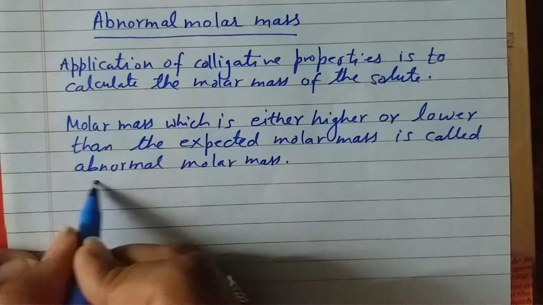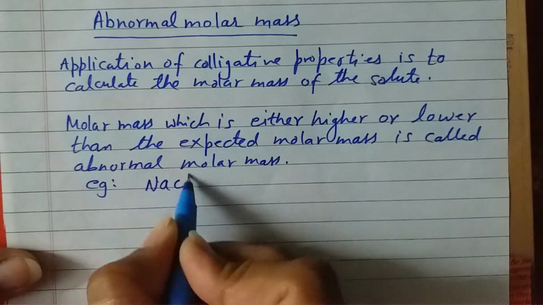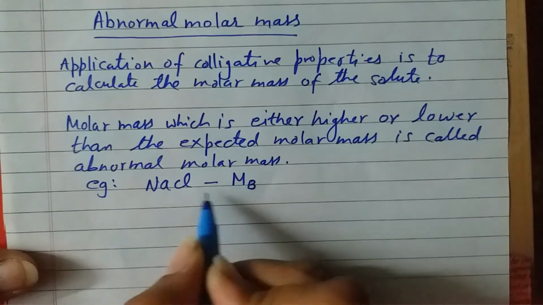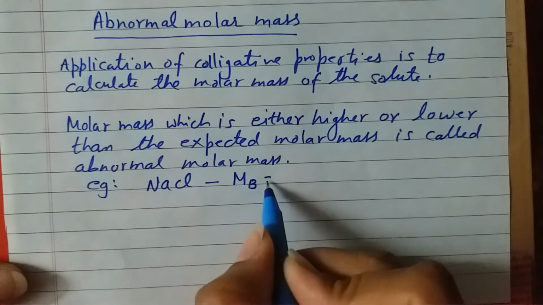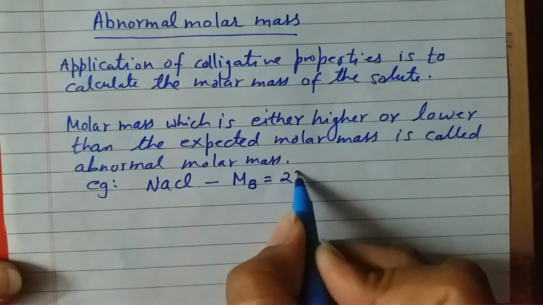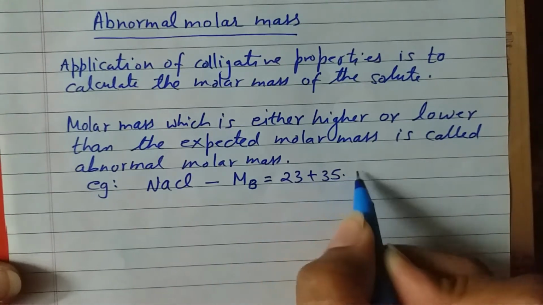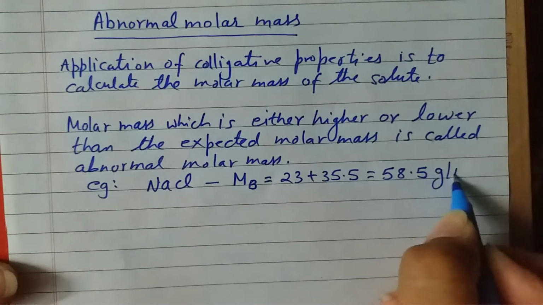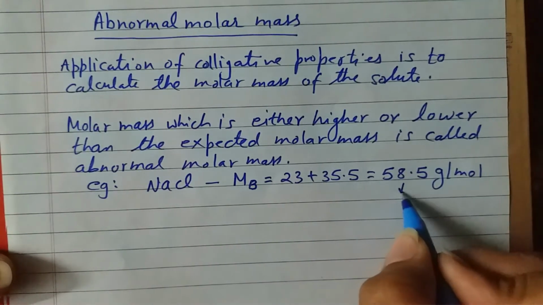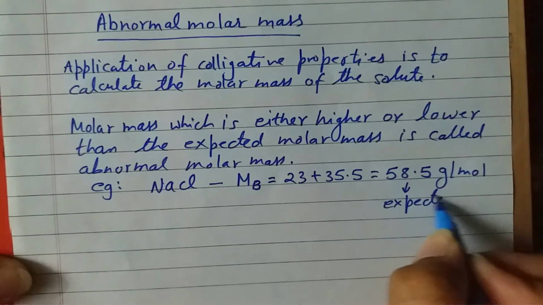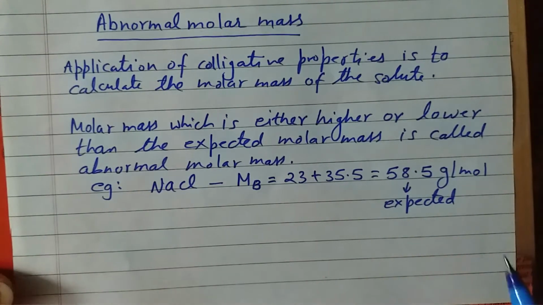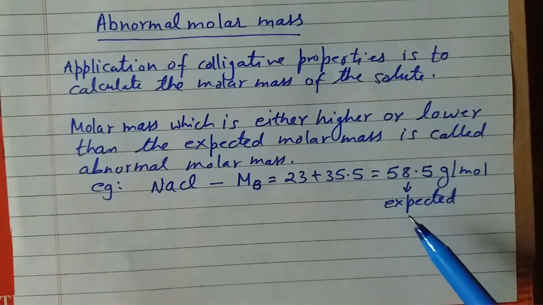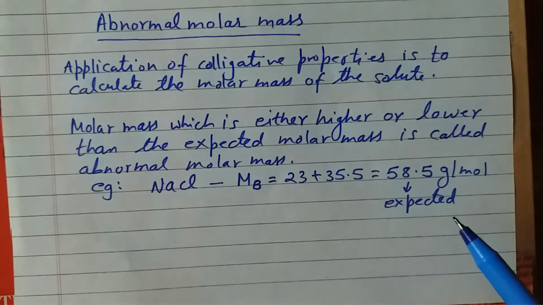I'm just giving you an example. If you consider NaCl as a solute, then the molar mass should be the atomic mass of sodium, which is 23, plus the atomic mass of chlorine, which is 35.5, and this should be equal to 58.5 grams per mole. So this 58.5 is the expected molar mass for NaCl. But when you get this molar mass either less or more than 58.5 grams per mole, then that molar mass will be regarded as the abnormal molar mass.